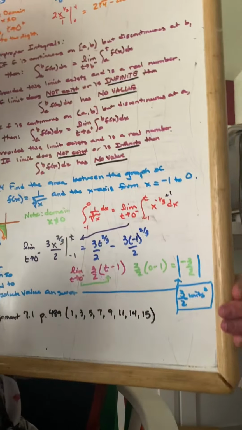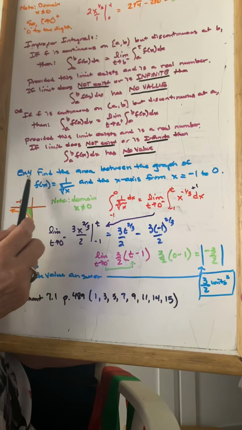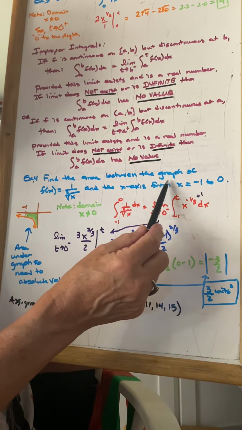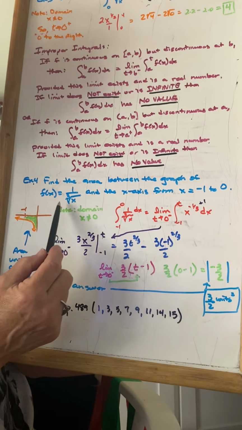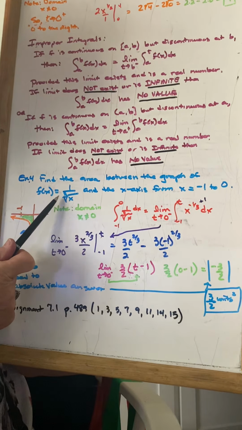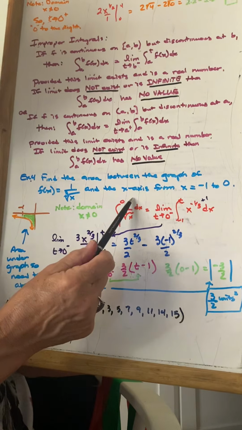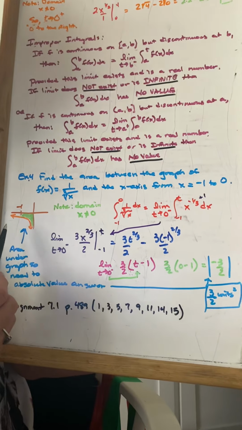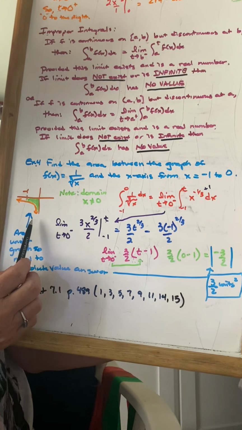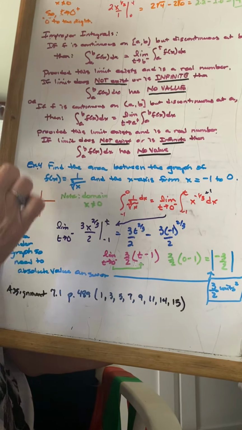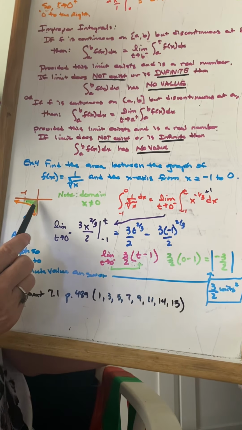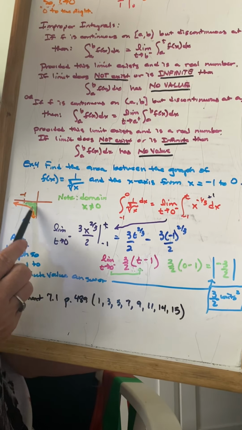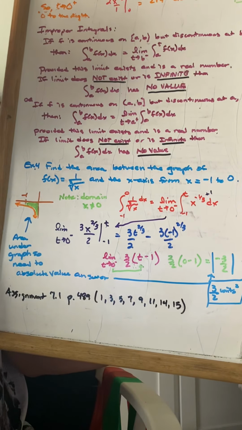So let's go on to our last example. Find the area between the graph of f of x equals 1 over the cube root of x. That is a cube root there, if you can't read it. And the x-axis from x equals -1 to 0. So I drew a beautiful picture here. That graph is going to go this direction because it's a cubic, and it's from -1 to 0. So this is the space or the area that I want to find.